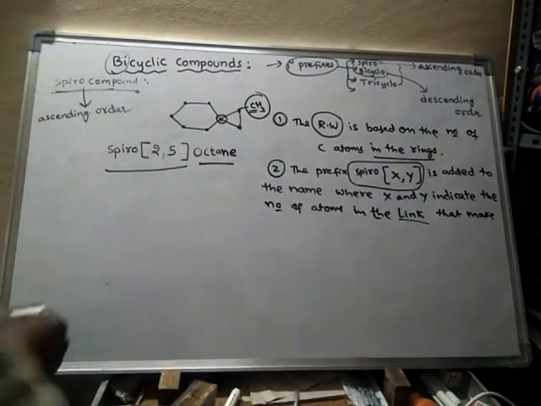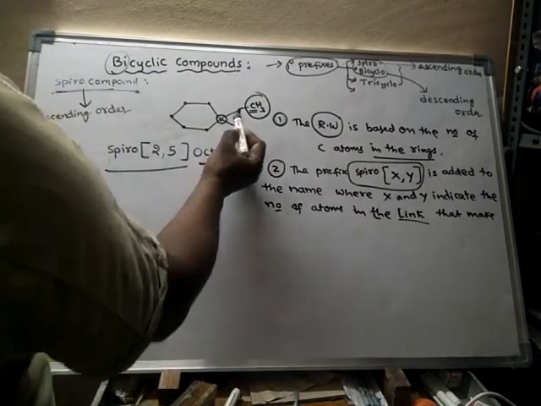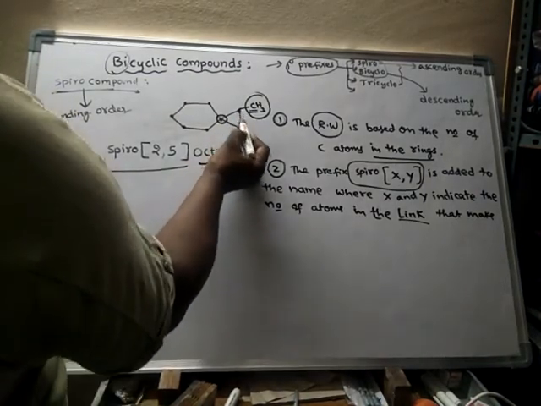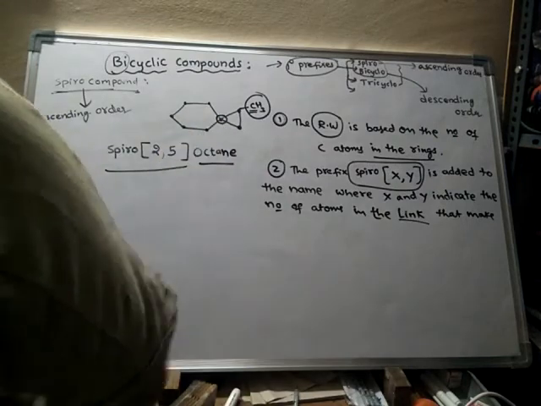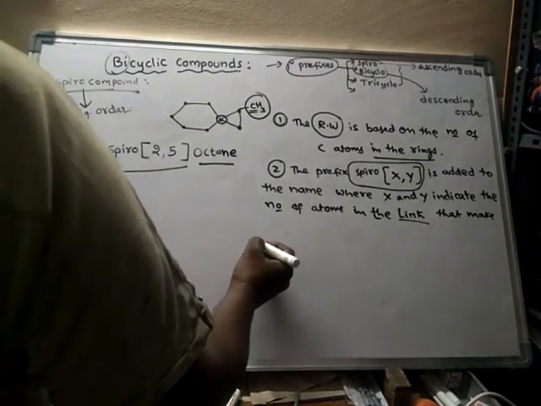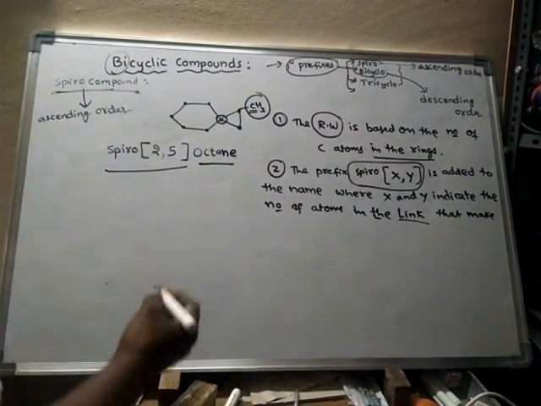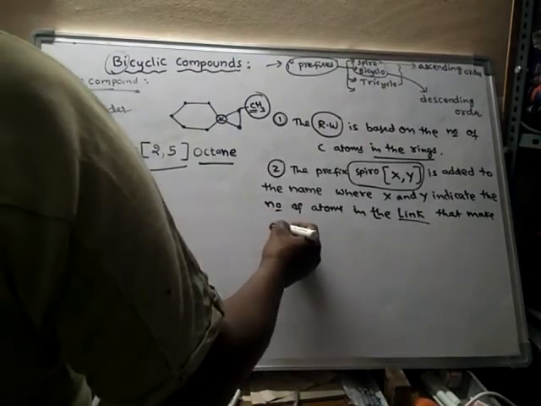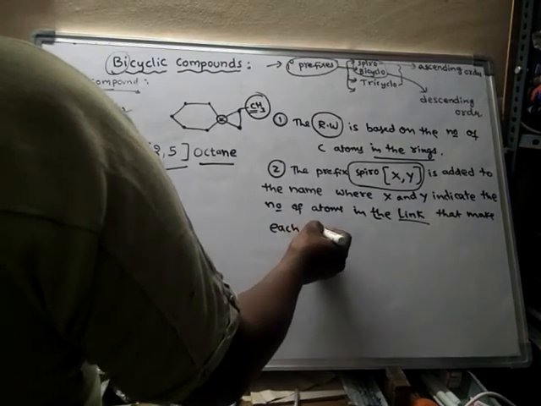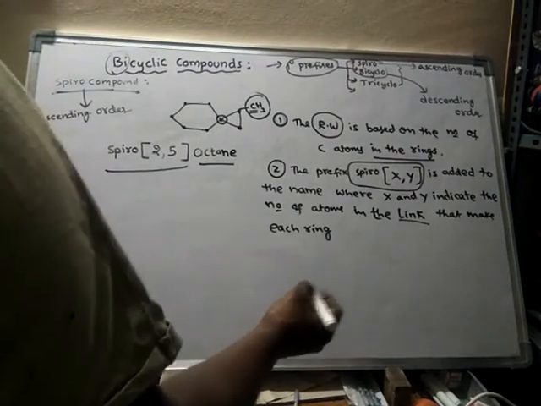So this carbon is excluded. So this carbon should not be counted. So this is one link. This is a 2-member link and this is a 5-member link. So these two links make one ring, each ring. So excluding the spirocarbon center.